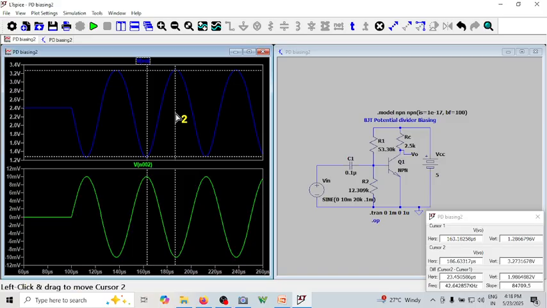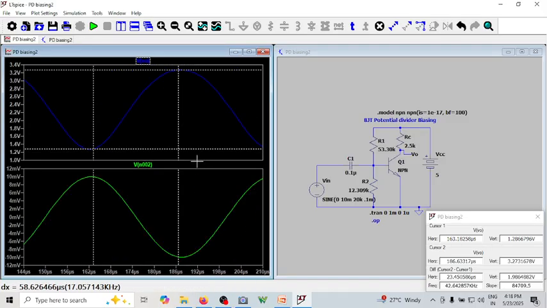Let me further zoom this. Let me go to the minimum possible. This is minimum, that is maximum. This is 1.27 and this is 3.27. So the difference is 1.99. This is the vertical difference. So V naught peak to peak is 1.99 volt.